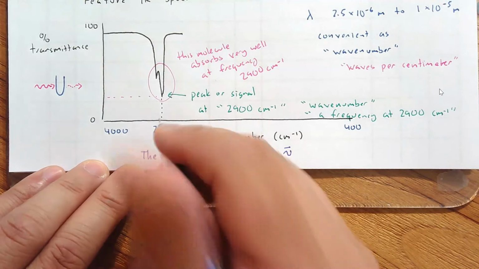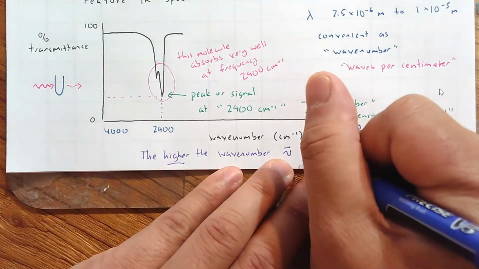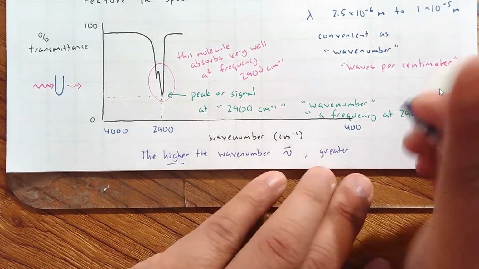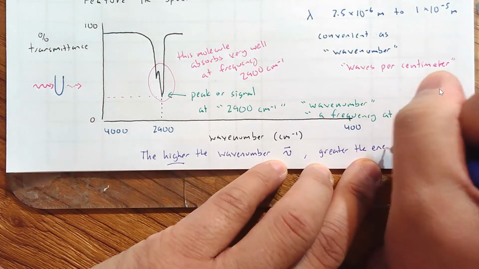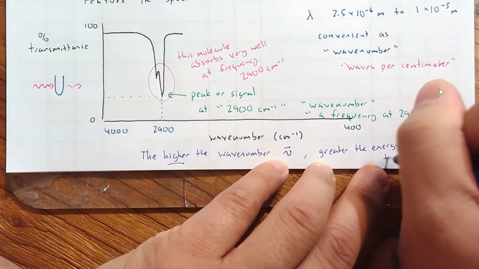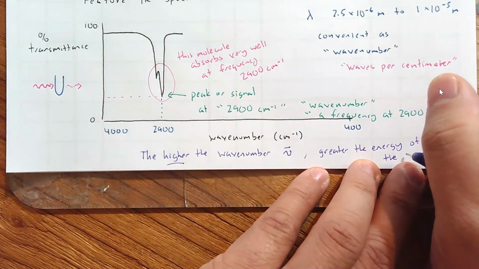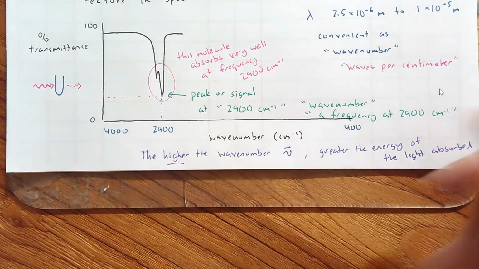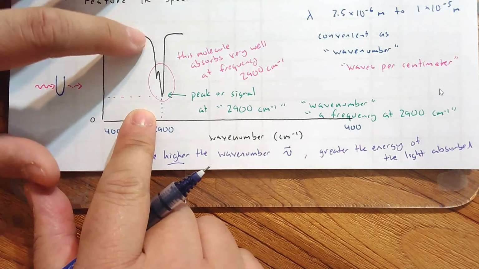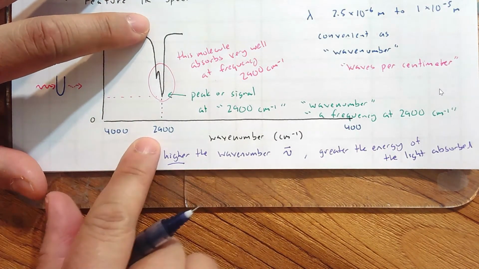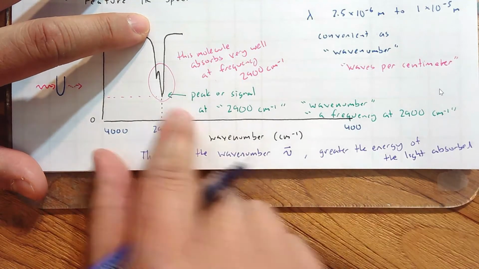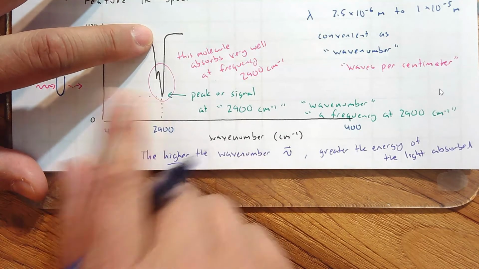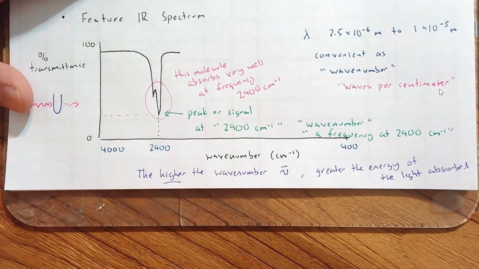But anyway, the higher the wave number, the greater the energy of the light absorbed. So the appearance of the signal right here, which has a very high wave number, means that the molecule is absorbing fairly high energy of light in the IR range.